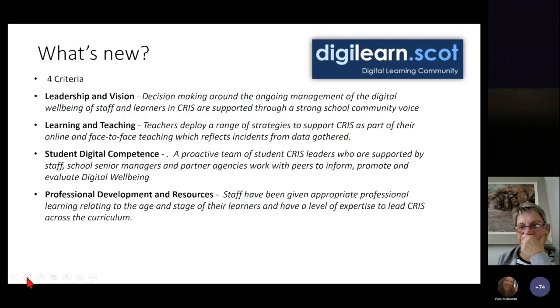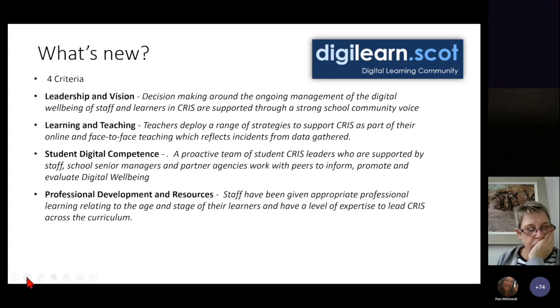I also thought it was quite important just to give you an overview of what's new. So again, looking at that criteria from the Digital Schools Award, there's nothing really different about it, apart from it is linked to cyber resilience and internet safety. Looking at that leadership and vision, that strong school community voice, looking at learning and teaching. How does the learning and teaching reflect incidents from any data gathered? What's actually happening in your settings?